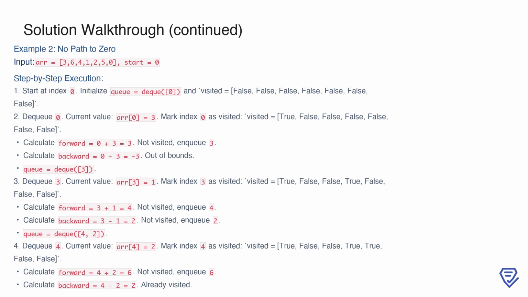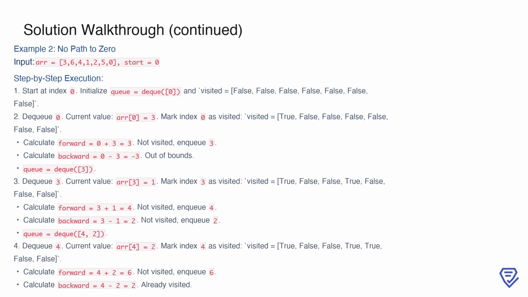Dequeuing index 3 reveals the value 1. We mark index 3 as visited, calculate forward to index 4, and enqueue it since it's unvisited. Backward to index 2 is also a valid unvisited move, so we enqueue index 2 as well. The queue now holds indices 4 and 2.